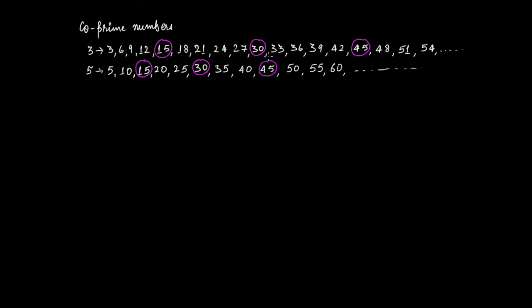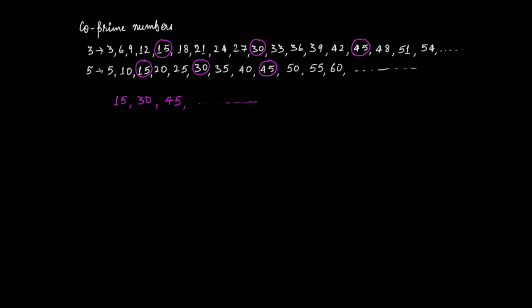Similarly, we can find more common multiples of 3 and 5. Let me write it down here. It's 15, then you have 30, then you have 45, and so on. So till now we have calculated the common multiples of 3 and 5, where 3 and 5 are two co-prime numbers. What are co-prime numbers actually?